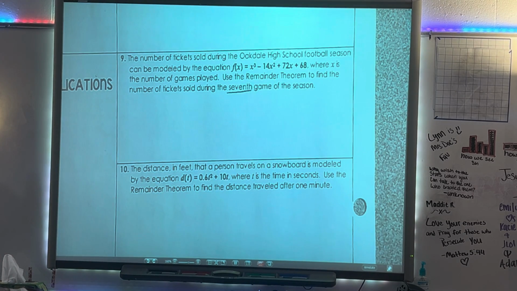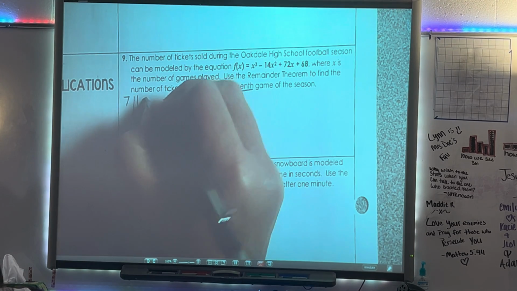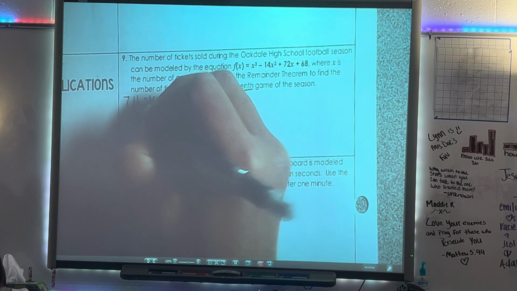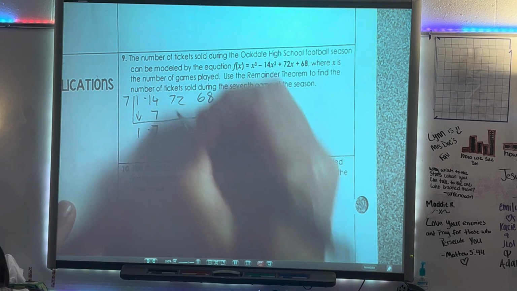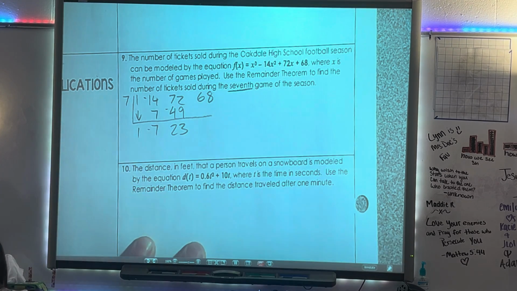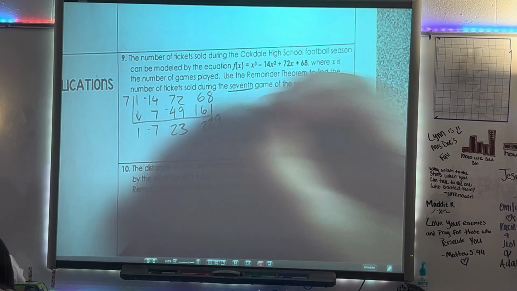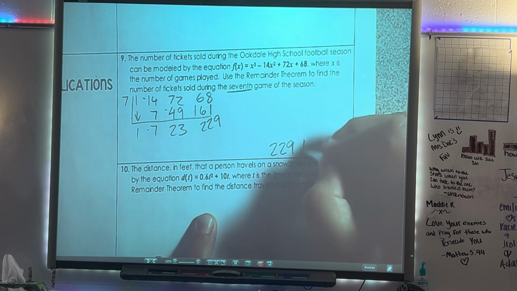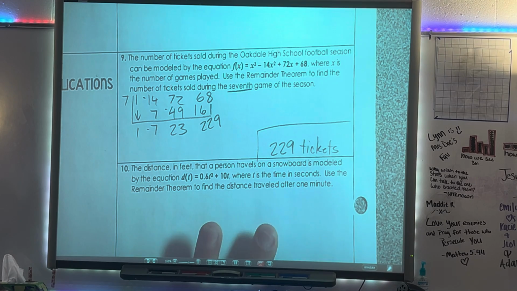Are y'all okay there? All right, and again, I can plug in the 7, but they want us to use this method. 7 times 23, I got 161, gives you 229. So the 7th game would give you 229 tickets. Okay, stay there.